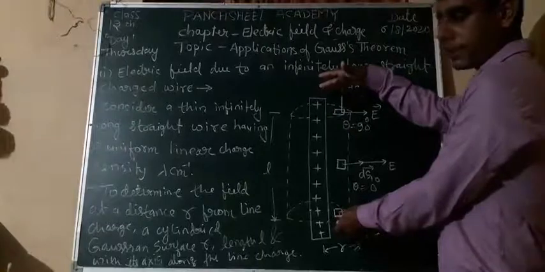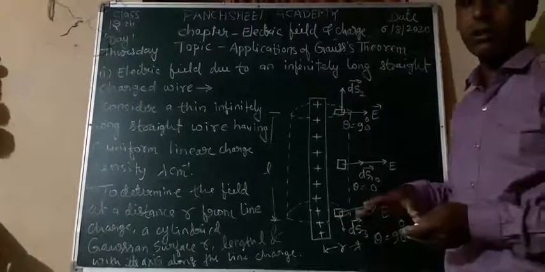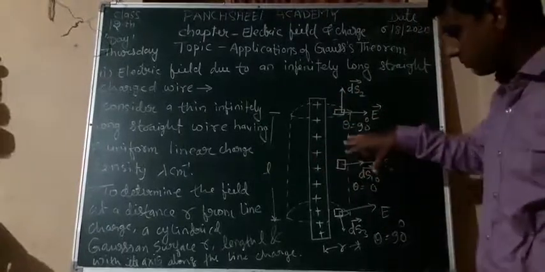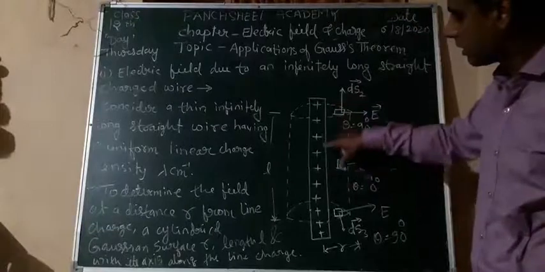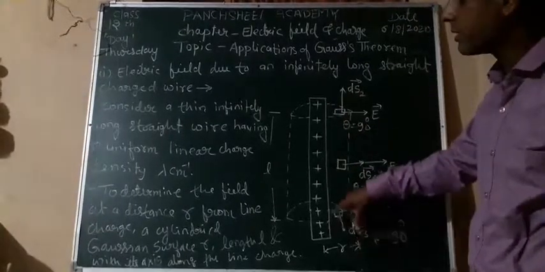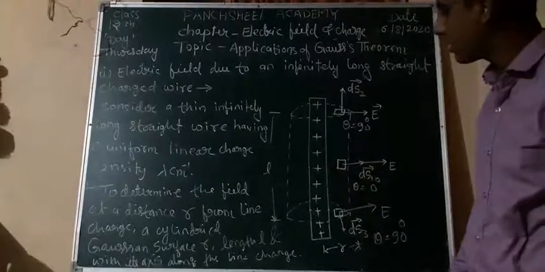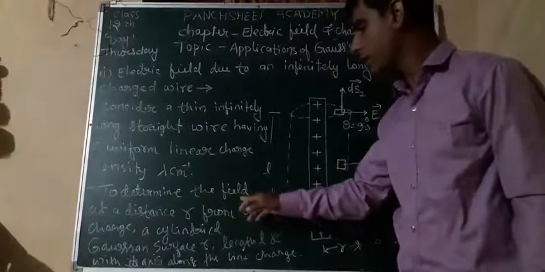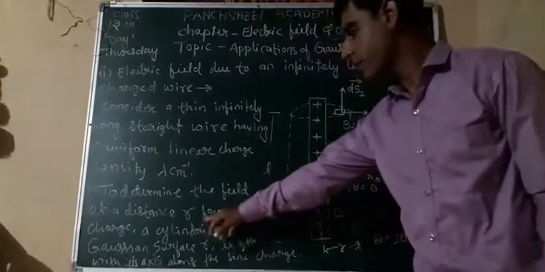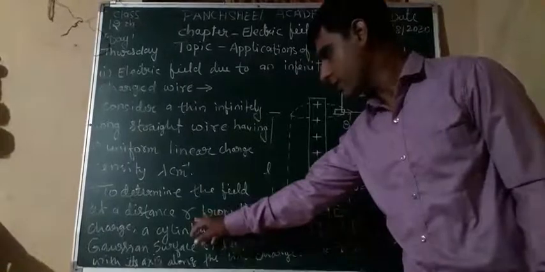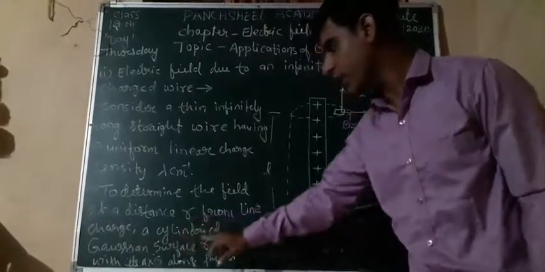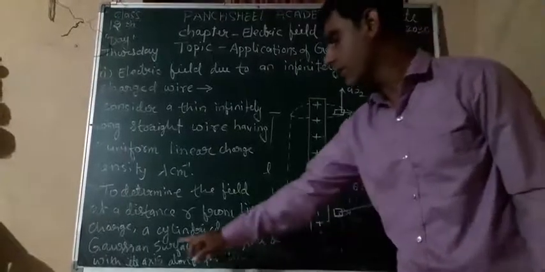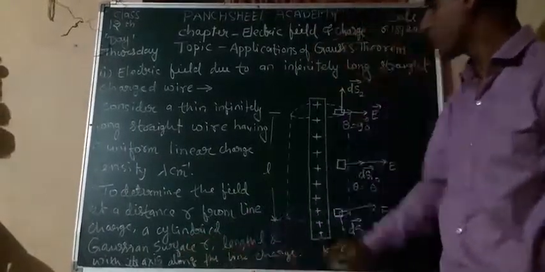In our previous session we also defined linear charge density: charge per unit length. So this is the linear charge density lambda. To determine the field at a distance r from the line charge, we take a cylindrical Gaussian surface of radius r, length L, with its axis along the line charge.